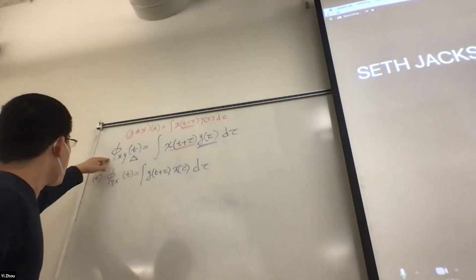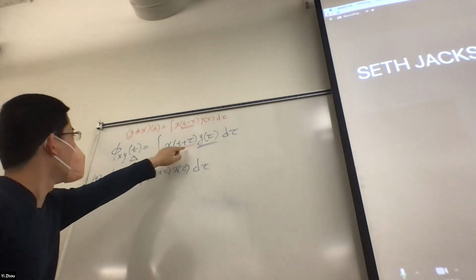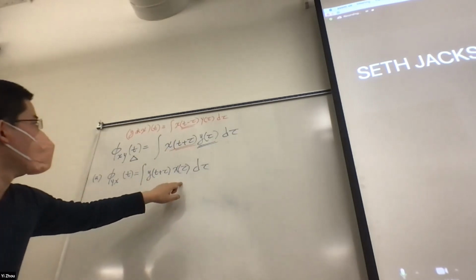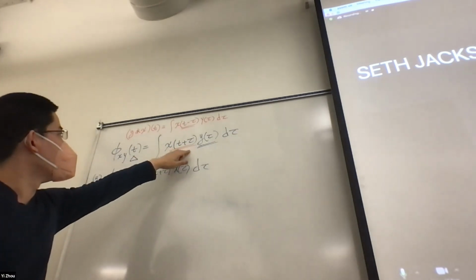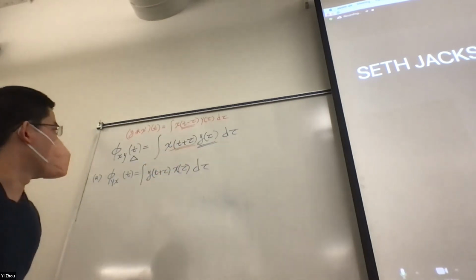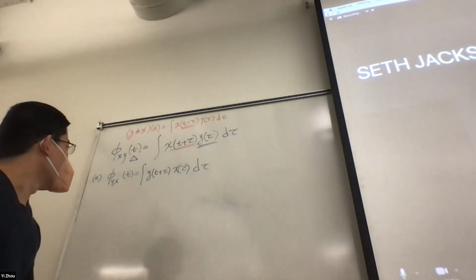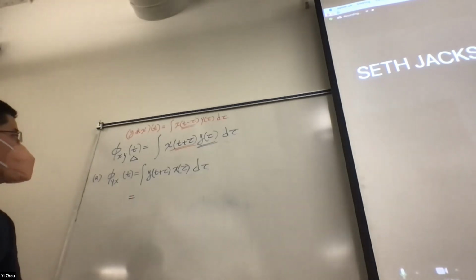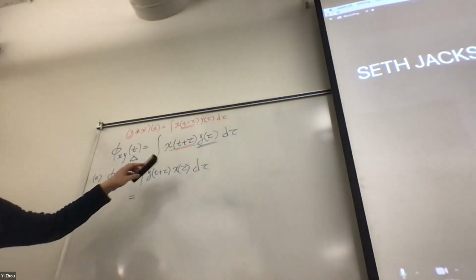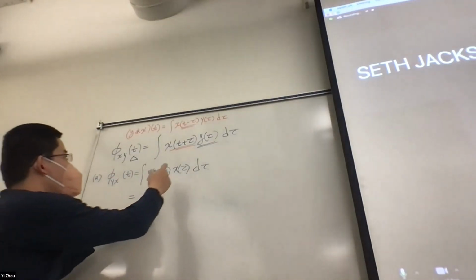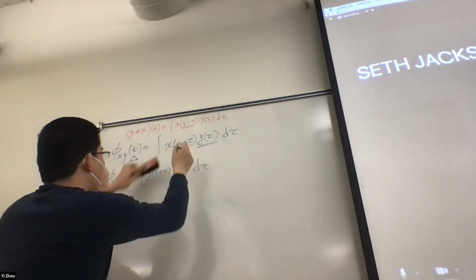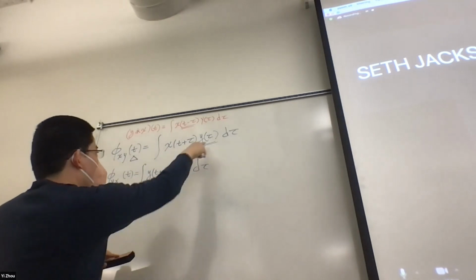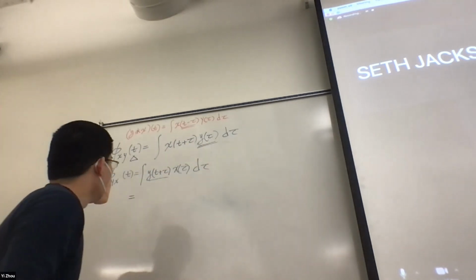And we can see that in phi xy, we have x(t plus tau) y(tau). In phi yx, we have y(t plus tau) x(tau). So it looks like the variables inside the x and y signals are switched. A very natural idea is to do a change of variable. We want to change, for example, y(t plus tau) here into y(tau). So we do a change of variable.